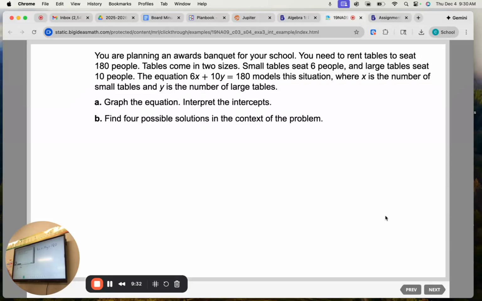All right, now if I'm solving for the y-intercept, I plug 0 for the x. So 6 times 0 plus 10y equals 180. So that's gone. Divide by 10, that's 18. y equals 18. Do we agree? Yes, we agree. So if I rent no small tables, how many large tables do I need to get? 18. That's more likely to be true.